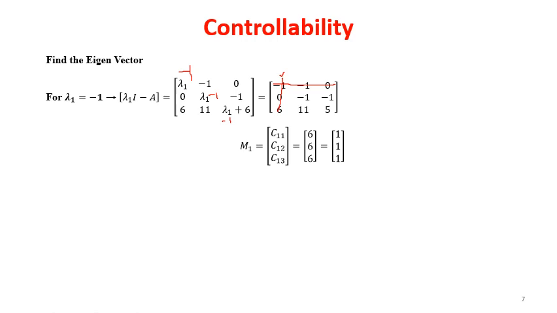Minus 1 into 5 and 11 into minus of 11 into minus 1. So that value will be equal to plus 6. So we will be getting this value. Similarly, what we are going to do? We are going to do it for this particular.